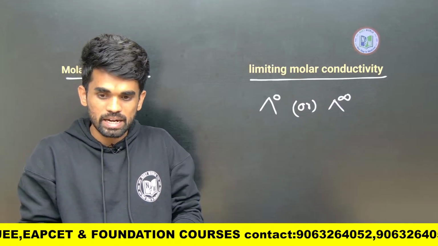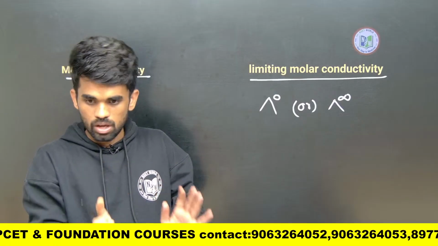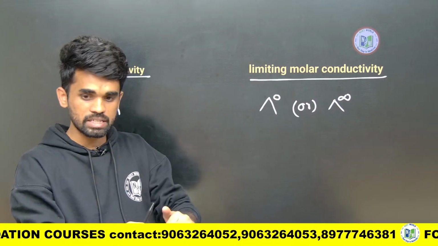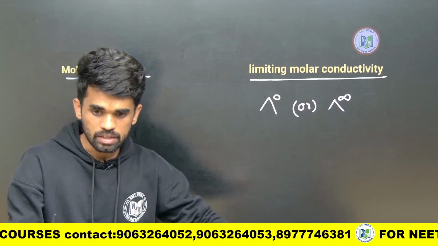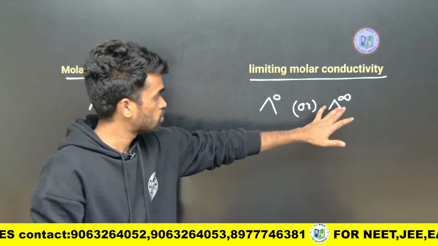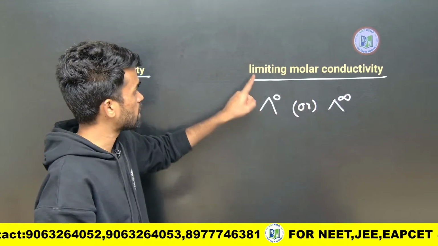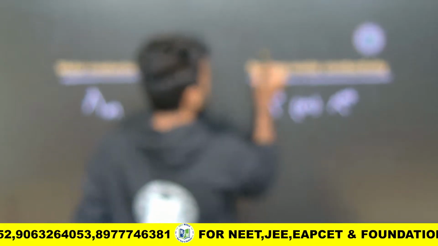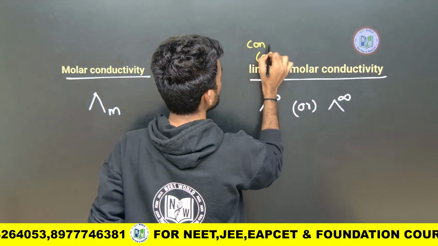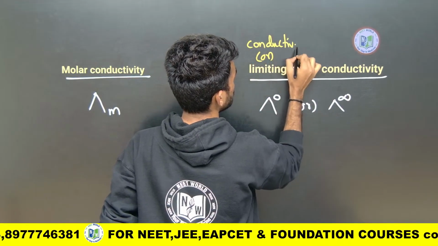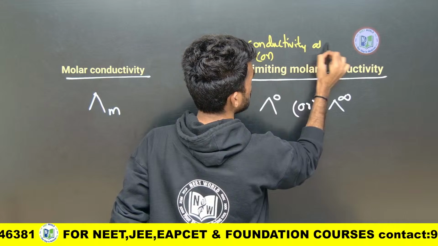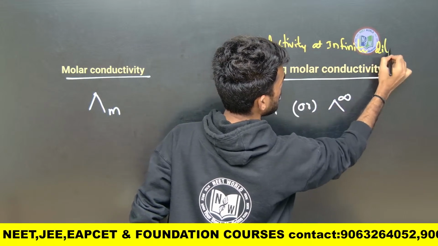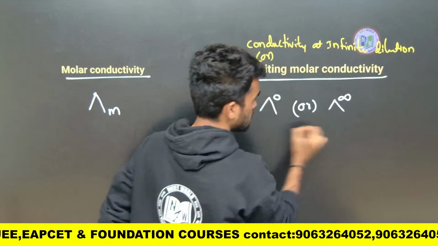What can you understand from this? So much solvent is added that the concentration tends to almost zero. Both indicate the same. So we can call this term limiting molar conductivity, or conductance at infinite dilution. Both terms say the same thing.